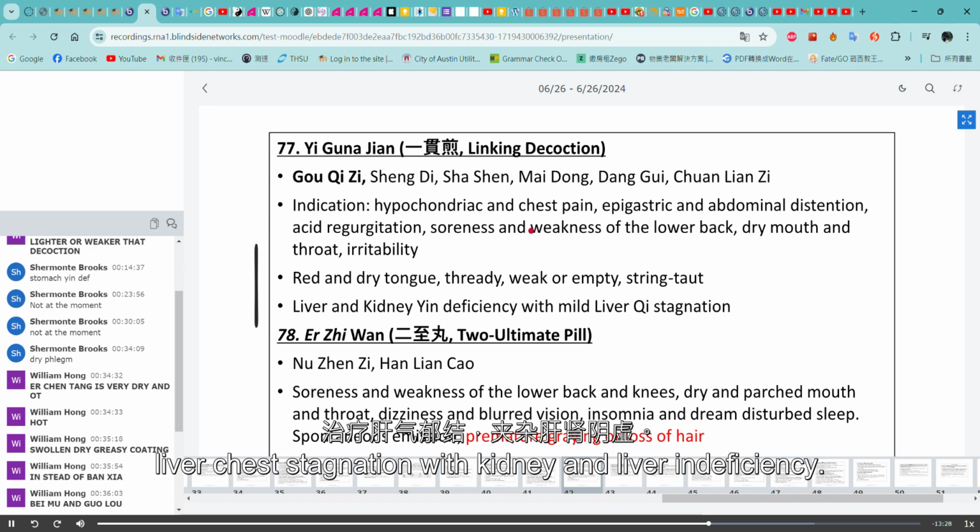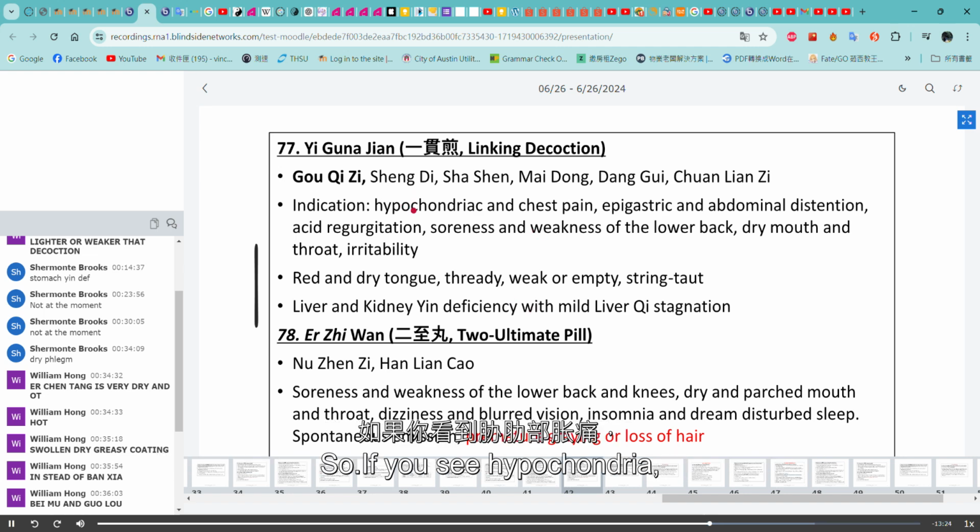Yiguanjian: liver qi stagnation with kidney and liver insufficiency. So if you see hypochondriac distension like that with the insufficiency, Yiguanjian. Okay.